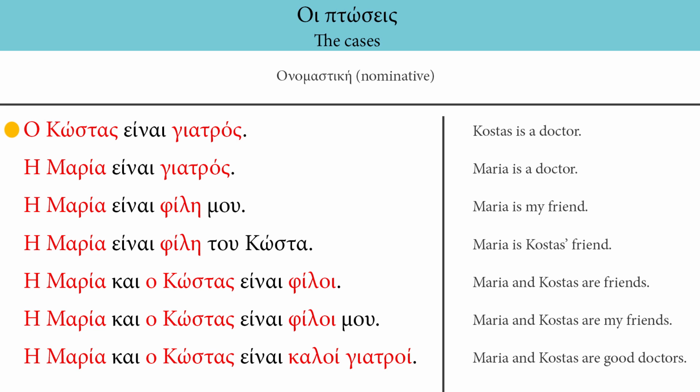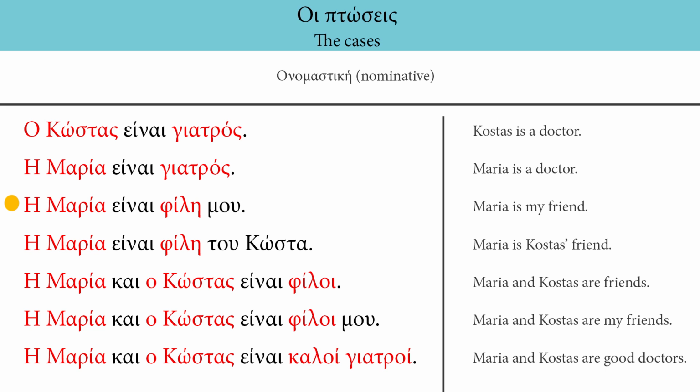Ο Κώστας είναι γιατρός. Ο Κώστας is the subject. Γιατρός is the predicate. Let's use another name, a girl's name this time, Maria. Η Μαρία είναι γιατρός. Again, η Μαρία is in the nominative case. Η Μαρία είναι φίλη μου. Η Μαρία, the subject of the verb, in the nominative. Φίλη is a noun, it means friend but a female friend, and it is also in the nominative case.